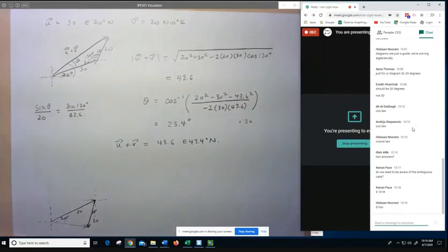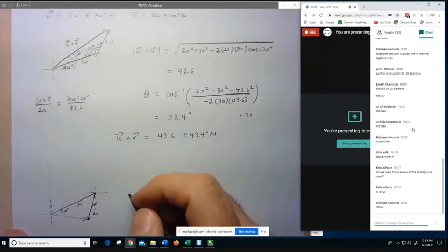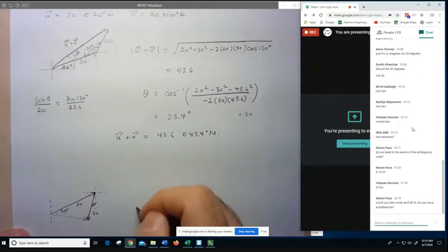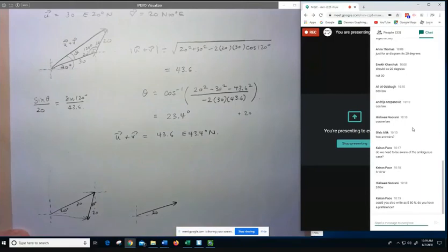So that is one way to draw the vector subtraction. Another way is to, again, start with my first vector here. But what am I going to do now?